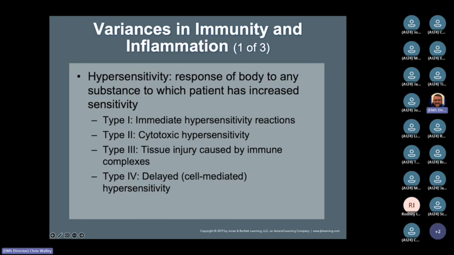Type 4 is a delayed cell-mediated hypersensitivity. Two substances: delayed hypersensitivity and cell-mediated cytotoxicity.